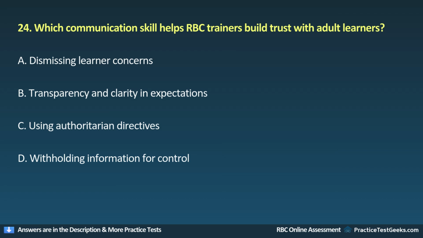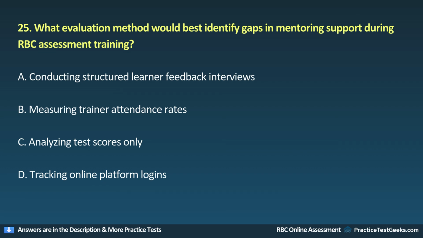24. Which communication skill helps RBC trainers build trust with adult learners? A. Dismissing learner concerns. B. Transparency and clarity in expectations. C. Using authoritarian directives. D. Withholding information for control.